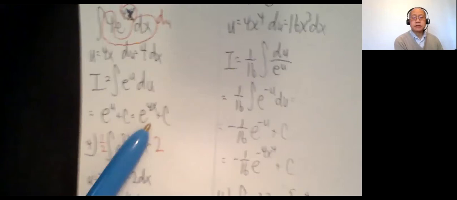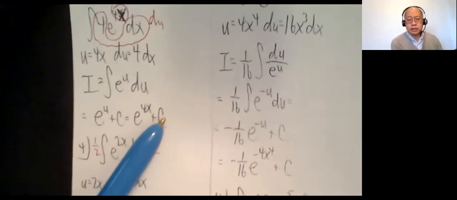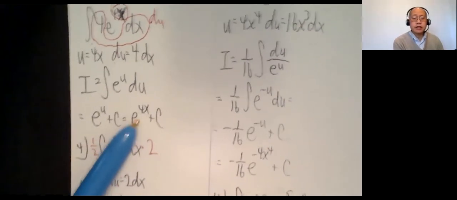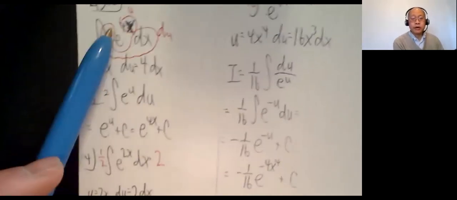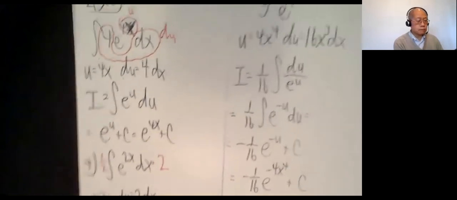Double check. What's the derivative of e to the 4x plus c? Well, you already know the derivative of any constant is 0. The derivative of e to the 4x is e to the 4x times the derivative of 4x, which is 4. So 4e to the 4x. That's exactly what we got.